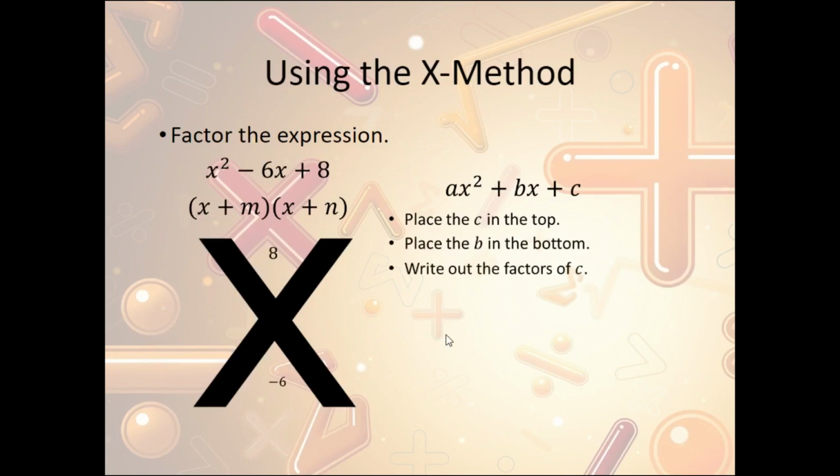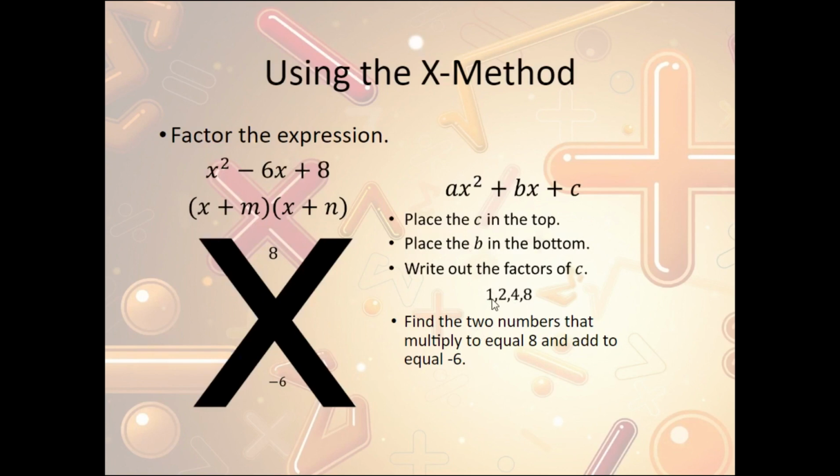Then I'm going to write out the factors. What are the factors of 8? Well, I have 1, 2, 4, and 8. Now, which of those are going to multiply to equal 8 and add to get negative 6? Well, remember, these can be both positive or negative.